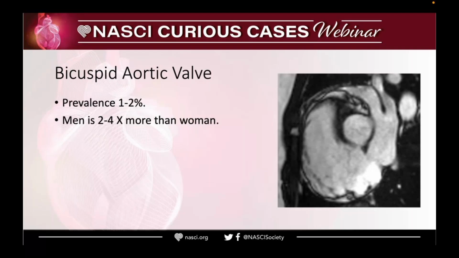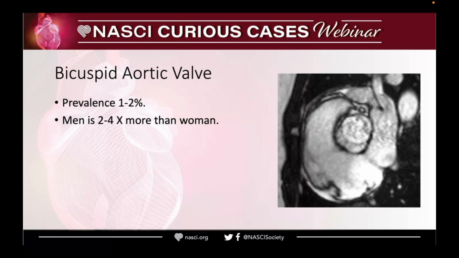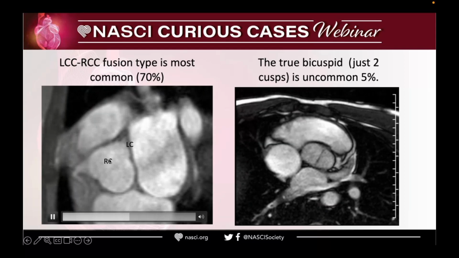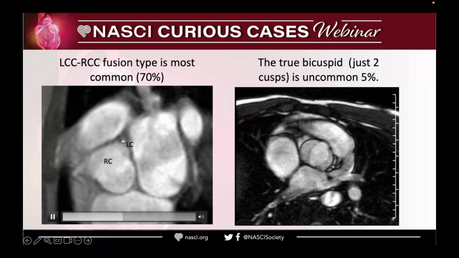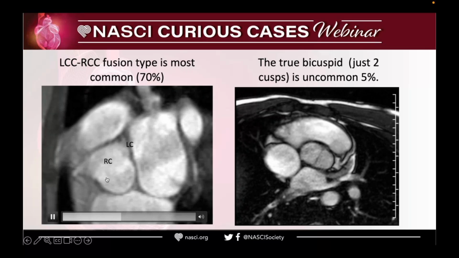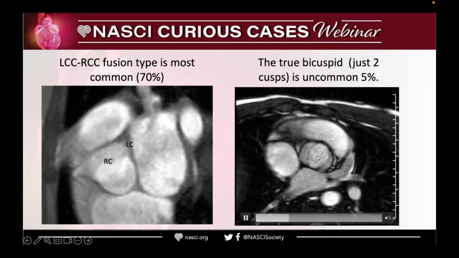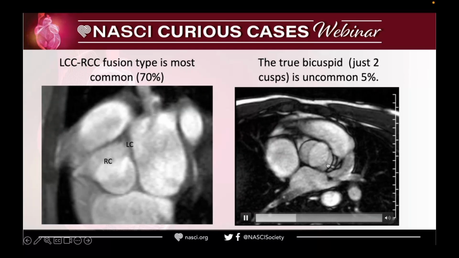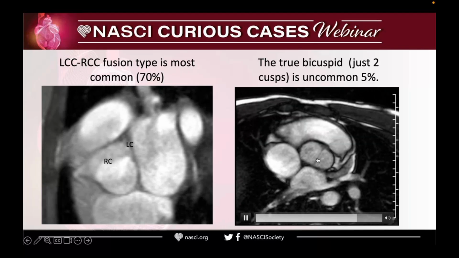It's usually prevalent in 1 to 2% of the population, and men are usually more affected than women. This is an example of a left and right coronary cusp fusion, which is the most common subtype of bicuspid aortic valve, almost 70%. And the other type is the fusion of the right and non-coronary cusps. The true bicuspid valve, meaning that only two cusps and leaflets are present, is usually very uncommon. It's 5%. And usually we comment on it as medial lateral cusps or anterior posterior, depending on the directions of the cusps or leaflets.